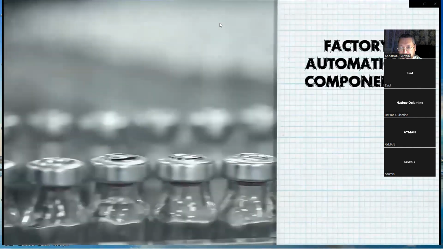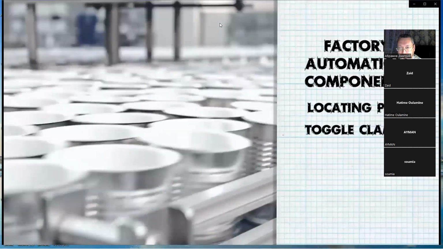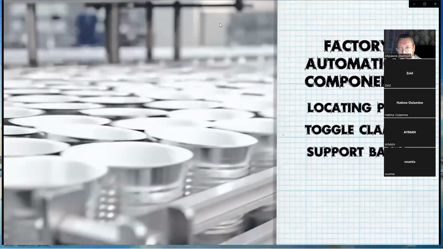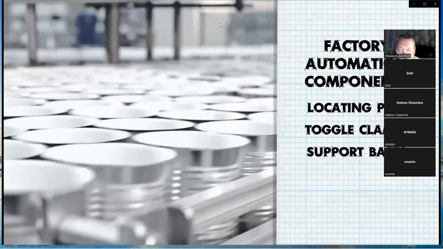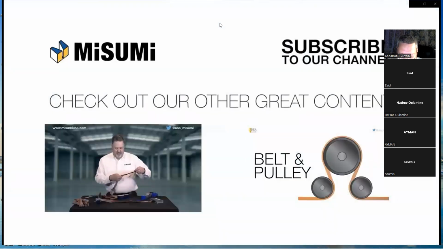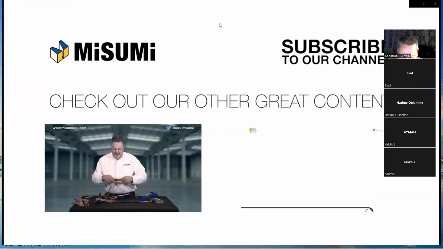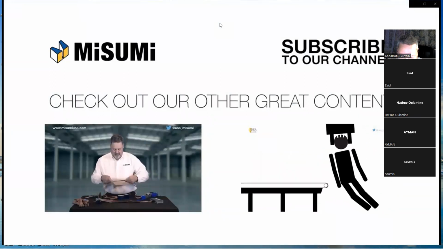Factory automation components like locating pins, toggle clamps, and support bases help provide a great base with flexible options to your design. Tune in to the next episode for more on how best to use different locating pin head types.